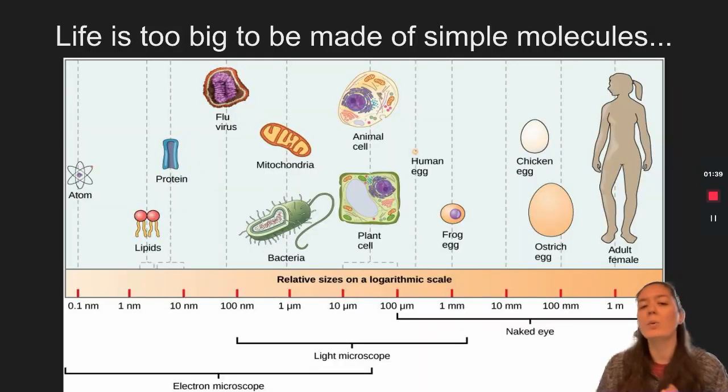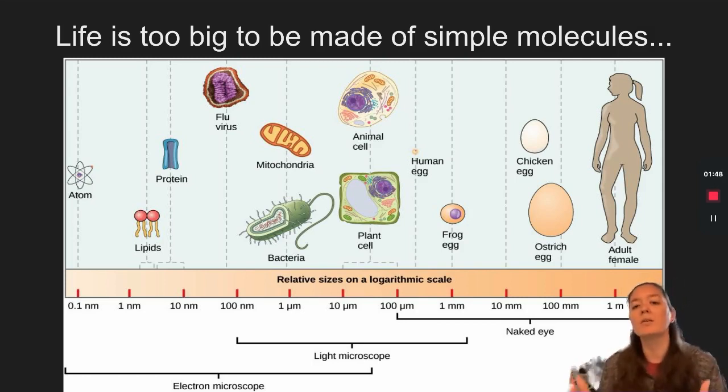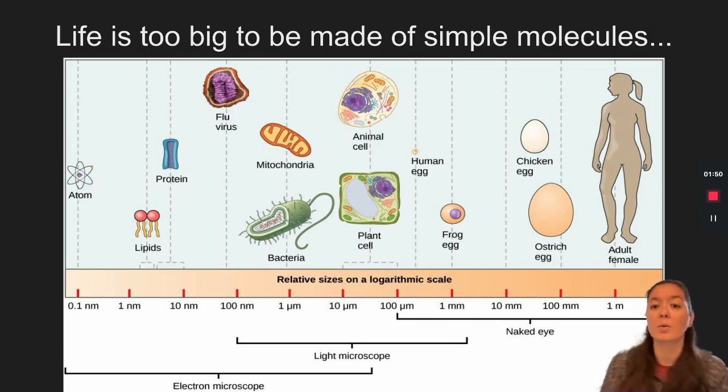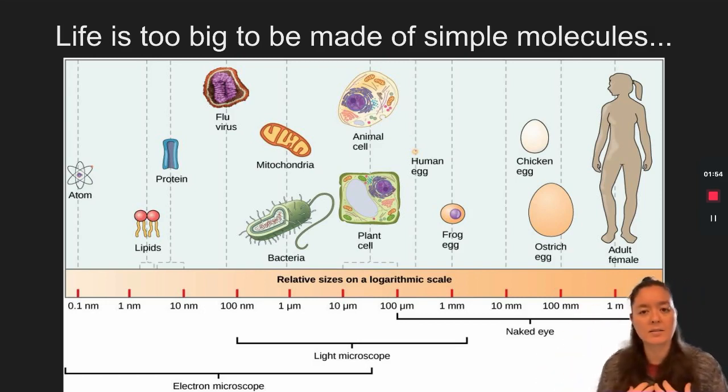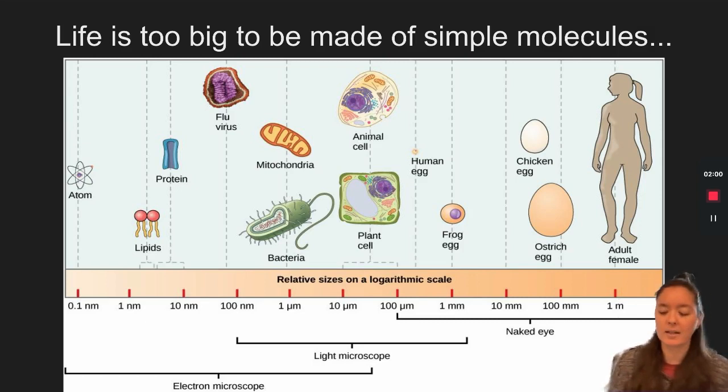Now, life is way too big to be made of just little simple molecules. We have atoms, really small, they make molecules, and we start getting bigger and bigger structures like we saw in our levels of organization, going all the way up to macroorganisms like us, humans. But we're so big that just really simple molecules are not going to cut it.